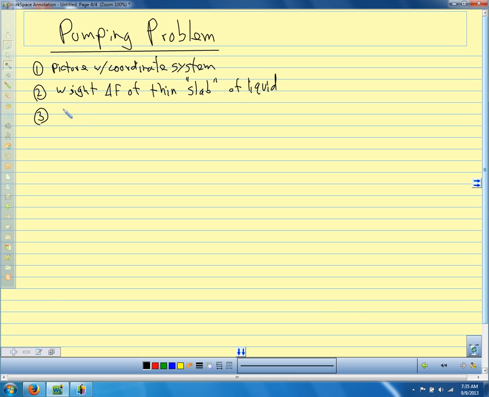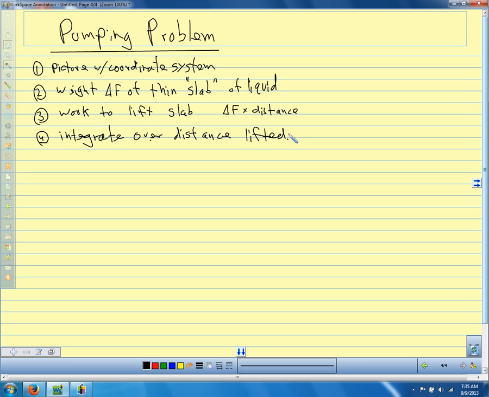Find the work to lift that particular slab. So the work is going to be the weight of that slab times the distance that it's moved. And then we integrate over the depth of the liquid. Or if we're lifting further, we integrate over the distance that the liquid is lifted. So very similar to lifting problems, pumping problems are essentially lifting problems, but we're lifting liquid. So that makes it a little different. So let's do an example of a pumping problem.